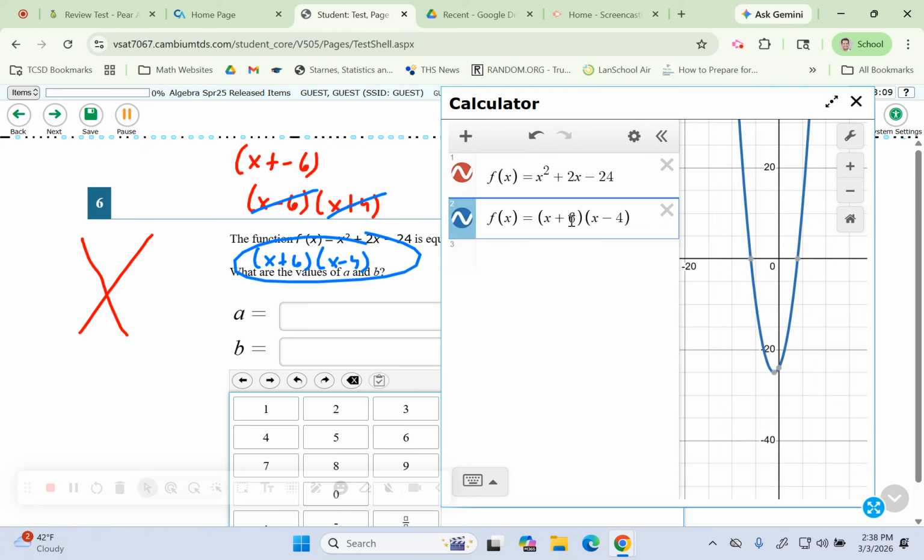So your a and b values are +6 and -4. Again, it doesn't matter which one goes first, 6 and then -4.